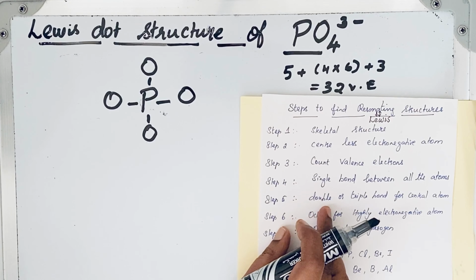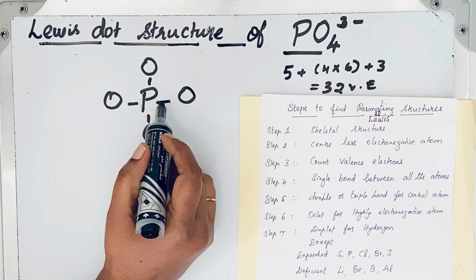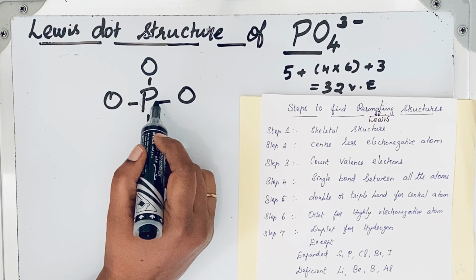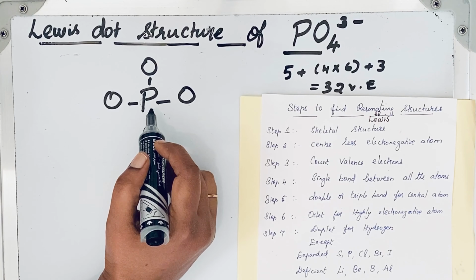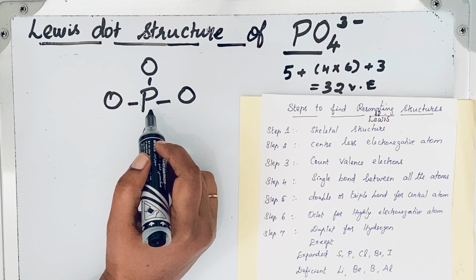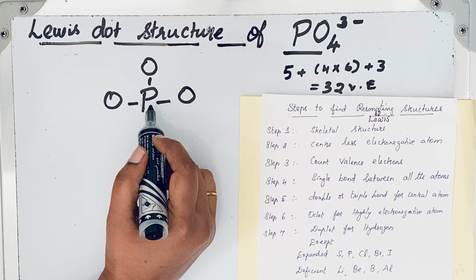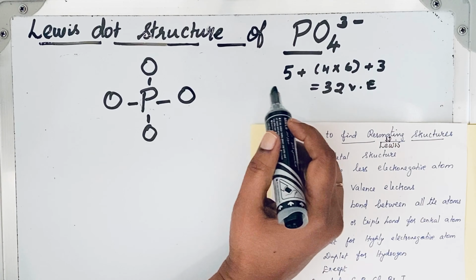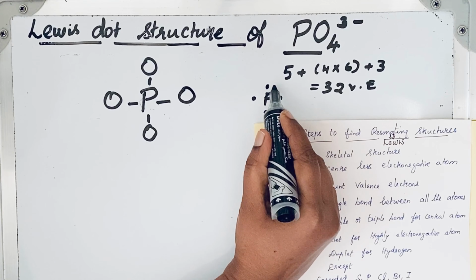Then step 5, double or triple bond for the central atom. So now we are going to draw a double or triple bond. Why do we draw a double or triple bond? To give octet configuration, because atoms in octet configuration are highly stable. But how do we know whether this phosphorus atom will get a double or triple bond? For that, you should draw the electron dot structure for phosphorus. Phosphorus has valence electrons 5: 1, 2, 3, 4, 5.